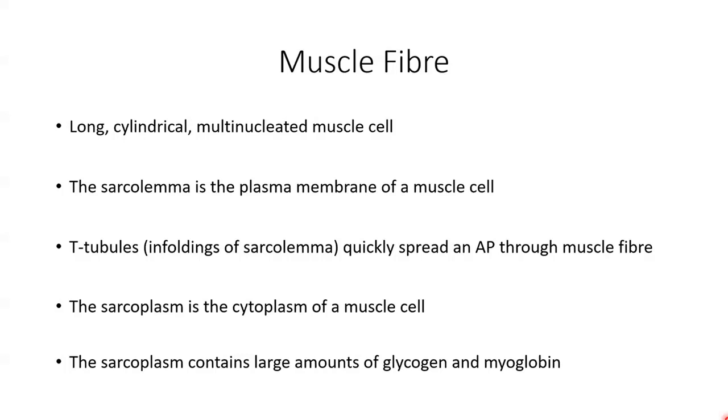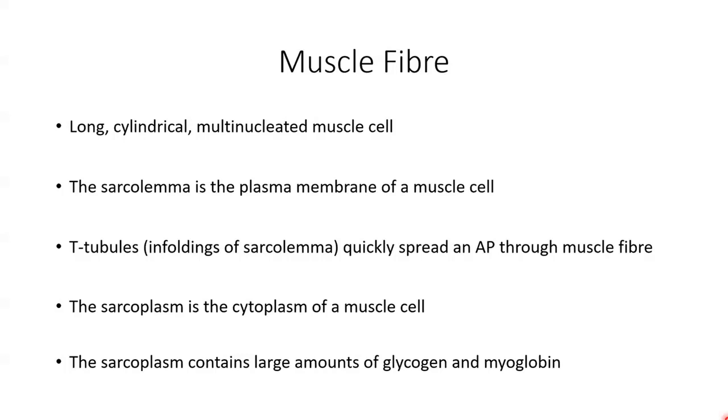Within the sarcolemma, so within that muscle cell plasma membrane, are thousands of tiny infoldings or indents called transverse tubules, or T-tubules. These indents tunnel in from the surface of the membrane towards the center of each muscle fiber. Because the T-tubules are open to the outside of the muscle fiber, they're filled with interstitial fluid. When a muscle fiber is stimulated, so it receives an action potential from a motor neuron, that action potential travels along the sarcolemma and through the T-tubules, quickly spreading through the muscle fiber. This arrangement ensures that an action potential will excite all parts of the muscle fiber at essentially the same time.